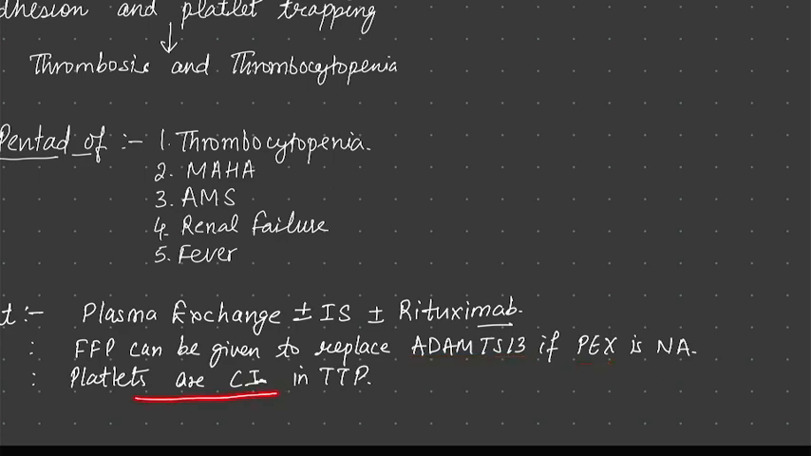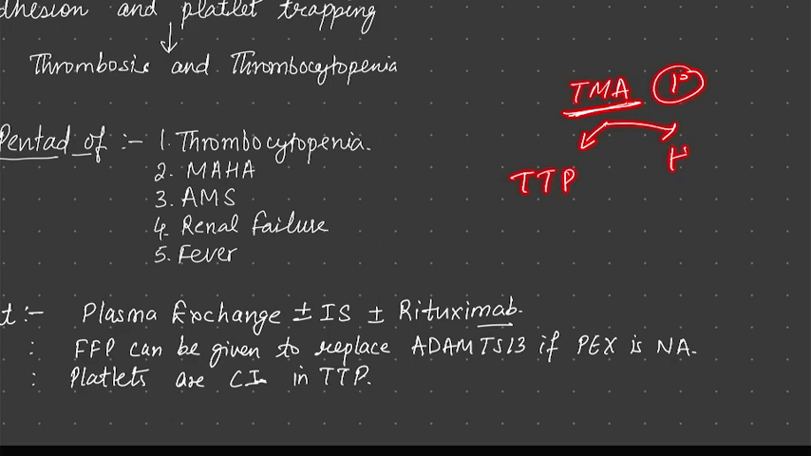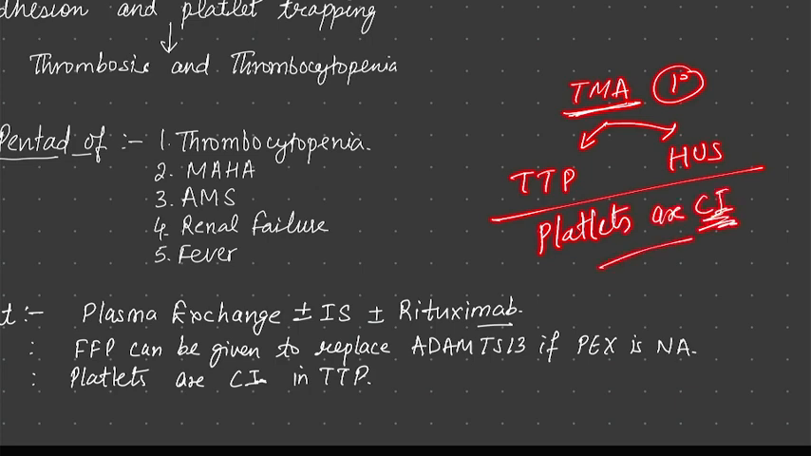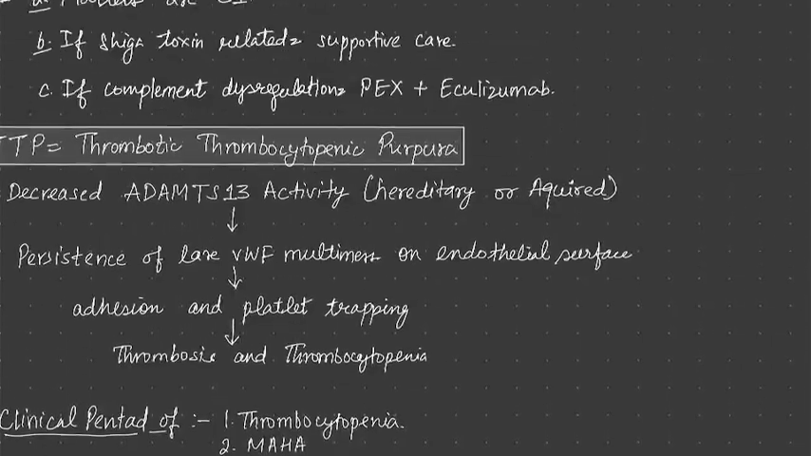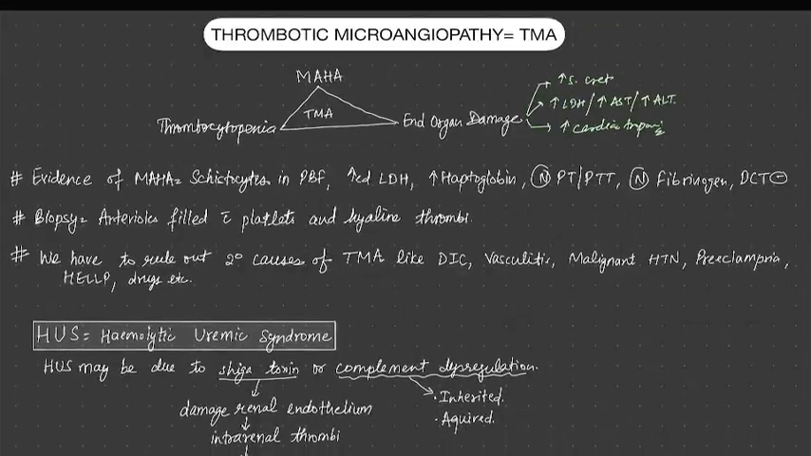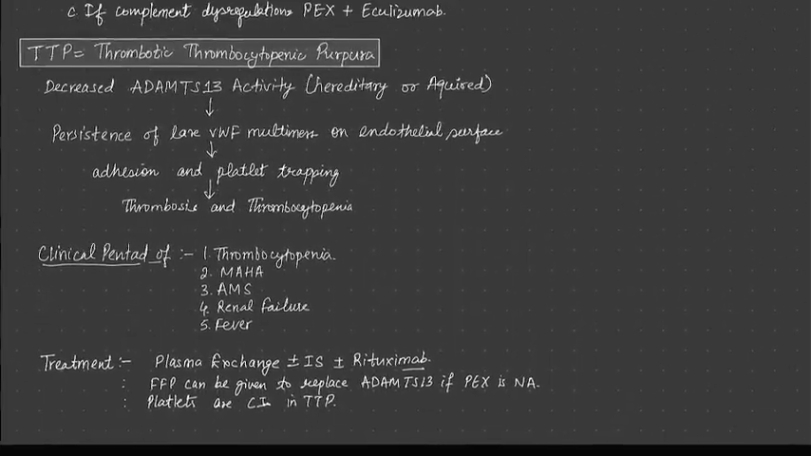Platelets are obviously contraindicated in TTP. So any cause of primary TMA, whether it is TTP or HUS, platelets are contraindicated. So this is all about thrombotic microangiopathy, which needs to be remembered. That's all. Thank you for your patient listening.